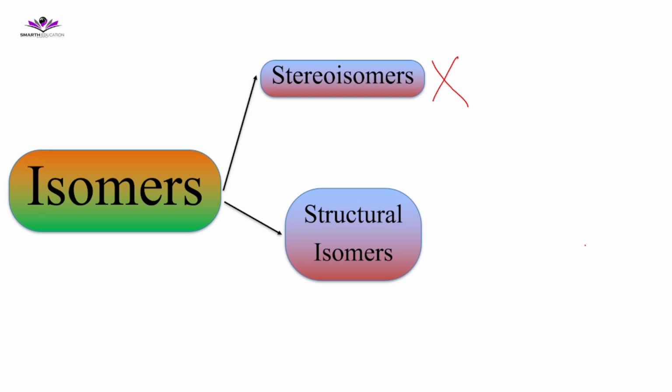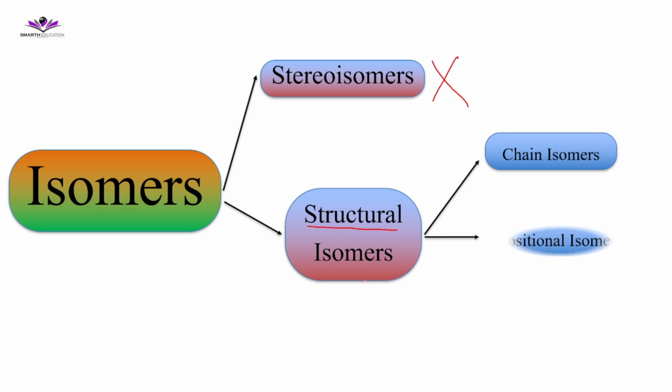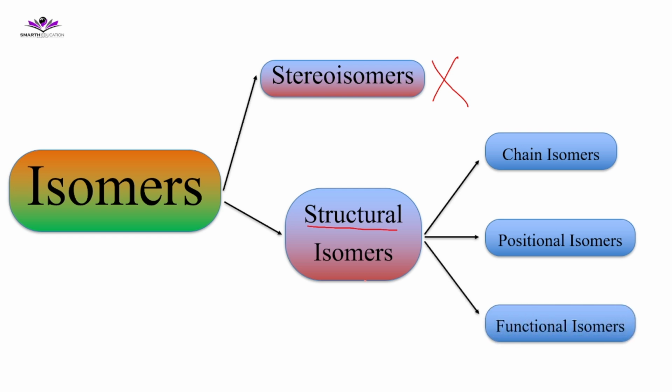The other name for structural isomers is constitutional isomers, but we use the term structural isomers. Structural isomers are divided into three groups. We have what we call chain isomers, positional isomers, and functional isomers.